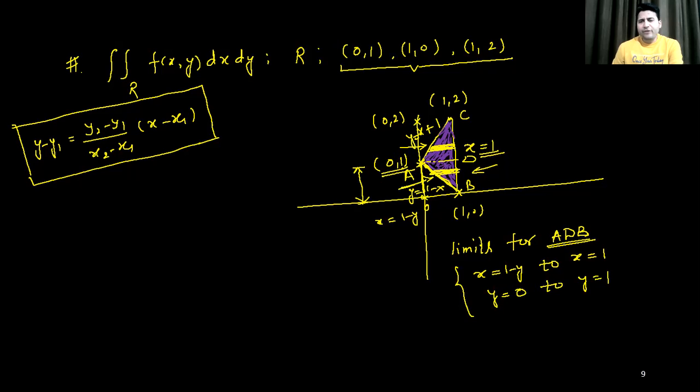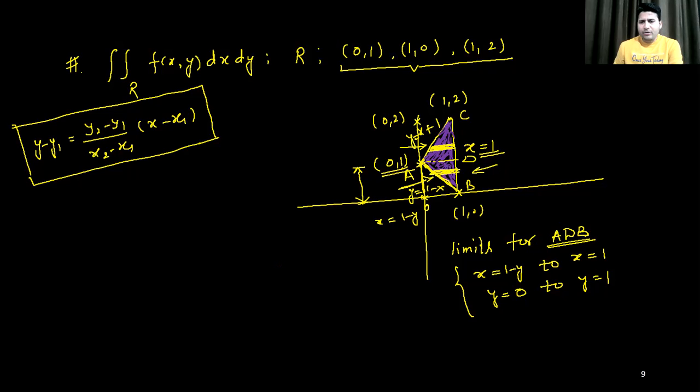So the limit for this region ABD is x equal to 1 minus y to x equal to 1, and y equal to 0 to y equal to 1. Moreover, the region is not completed, because almost half the part we have done. The next part is ACD.